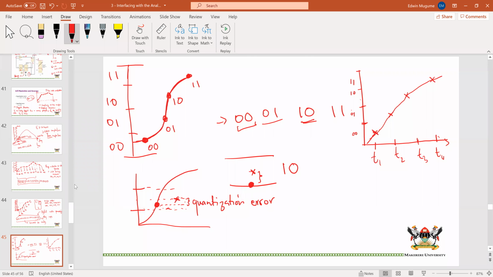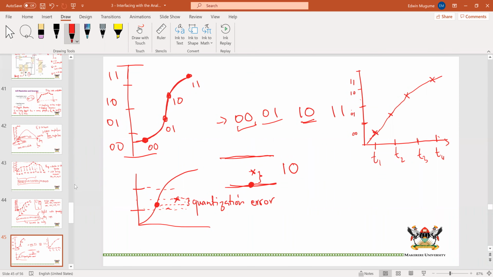Once you decode this, really, if you want to manage quantization error or to reduce it, you should make sure that the size of these jumps, of these steps, is small, so that you can reduce the difference between where the original sample was, the actual value, and where you put your quantized value.